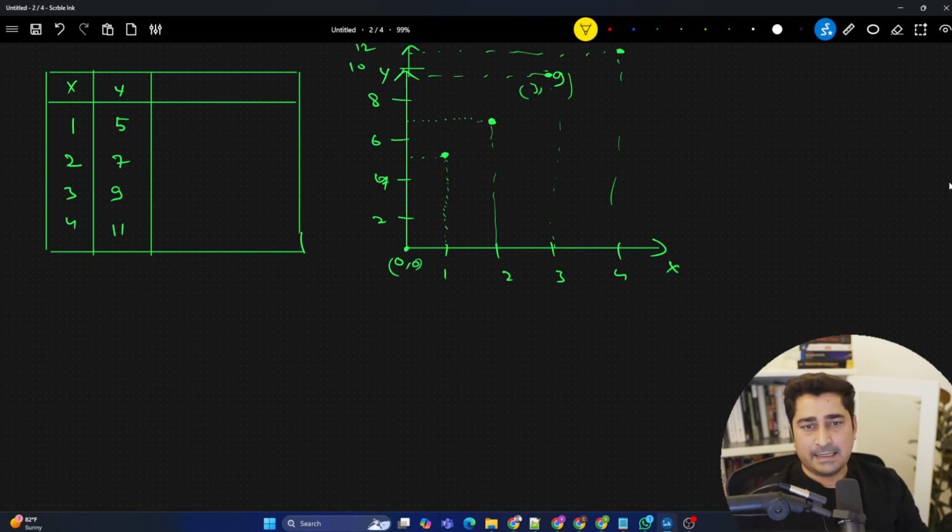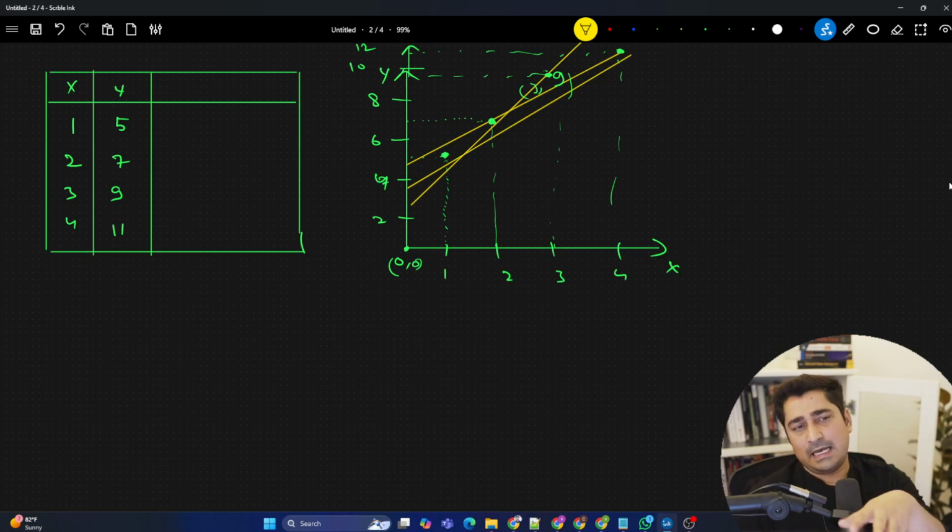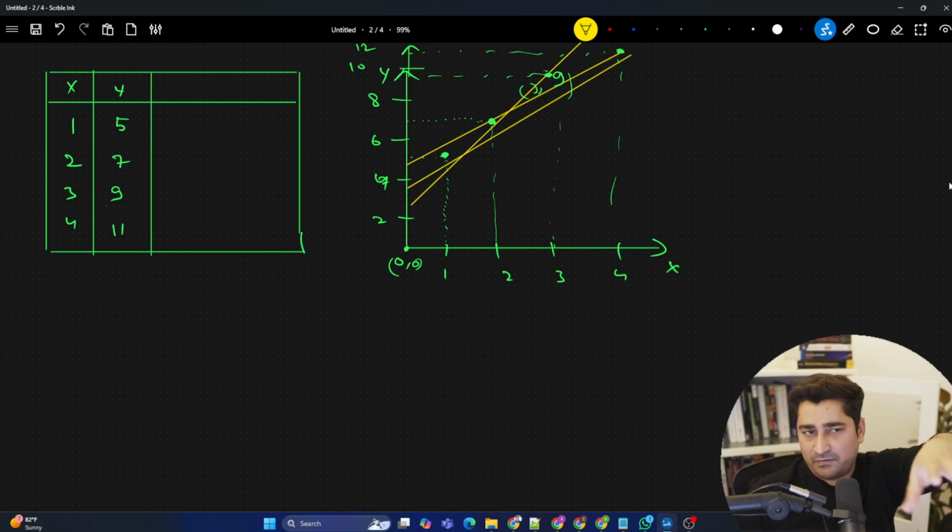Now here I can try to draw maybe this line, maybe this line, maybe this line. So there are an infinite number of lines which I will be able to draw. But technically I have to find out which line is going to represent, in the best possible way, this relationship which is given inside my data set. That is something which I am supposed to find out.